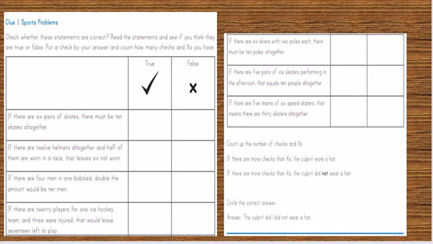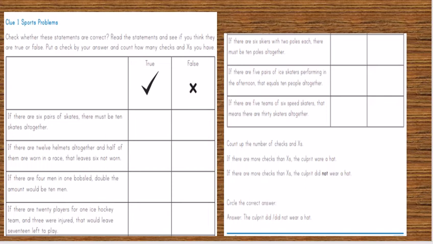Now continue. Number 2, if there are 12 helmets altogether and half of them are worn in a race, that leaves 6 not worn. You can pause your video anytime you need to solve to find true or false, and then start your video again to move on to the next question. Number 3, if there are 4 men on one bobsled, double the amount would be 10 men. True or false? Pause your video, solve, mark true or false, and then move on to the next question.